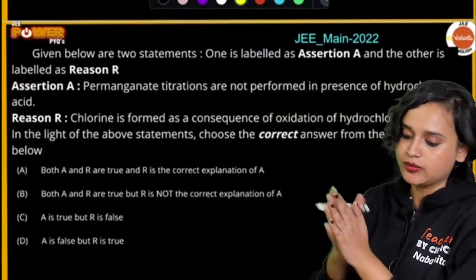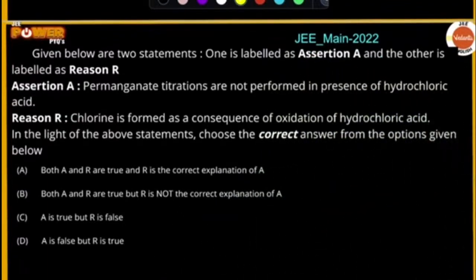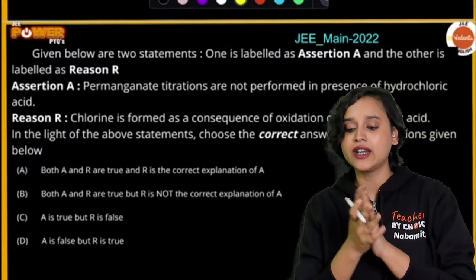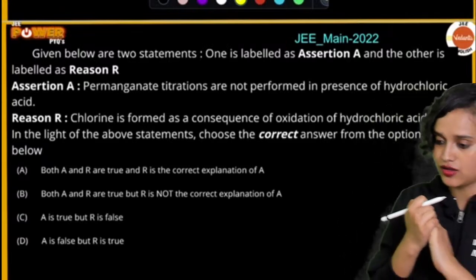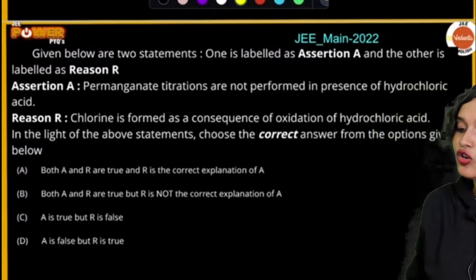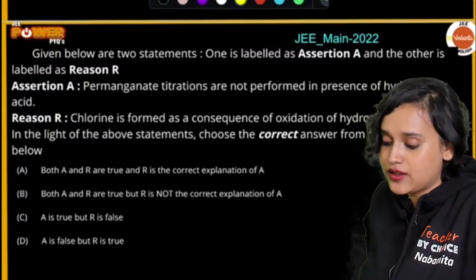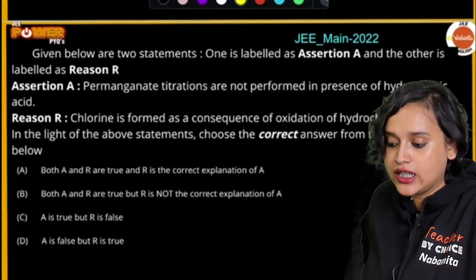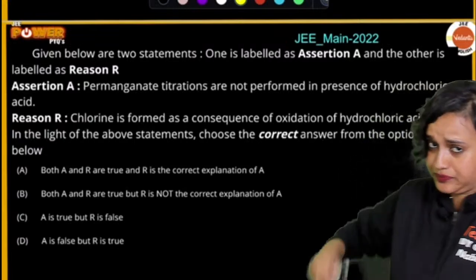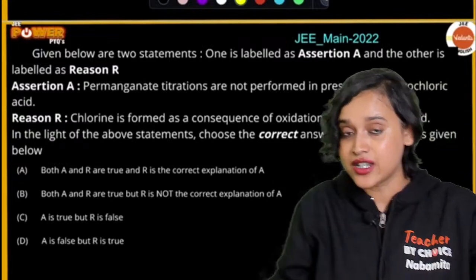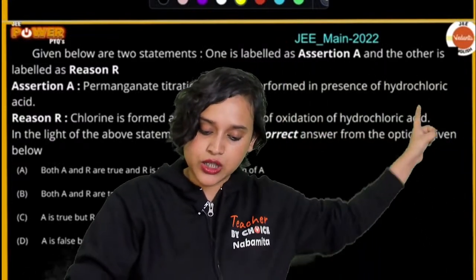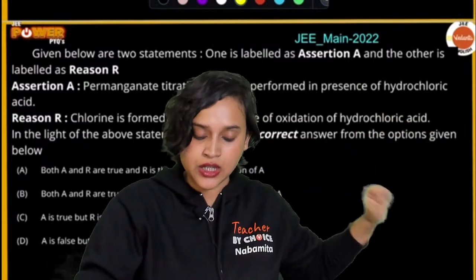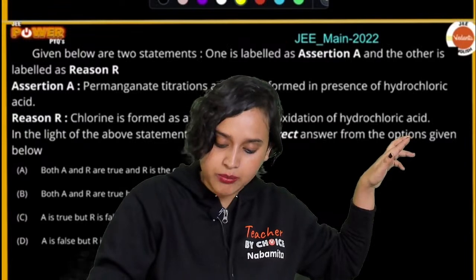Given below are two statements, one labeled as assertion and the other labeled as reason. Permanganate titrations are not performed in presence of hydrochloric acid. Chlorine is formed as a consequence of oxidation of hydrochloric acid. In the light of the above statements, choose the correct answer from the options given below. Guys, what do we know? Permanganate titrations are not performed in the presence of hydrochloric acid, because chlorine is formed.